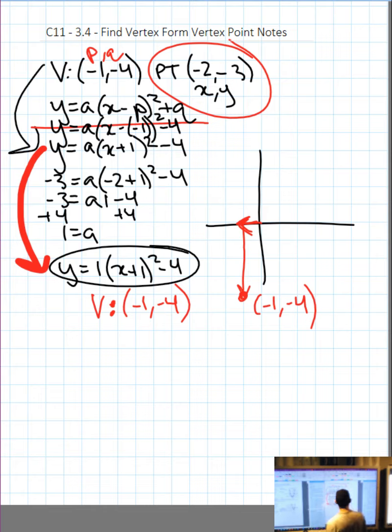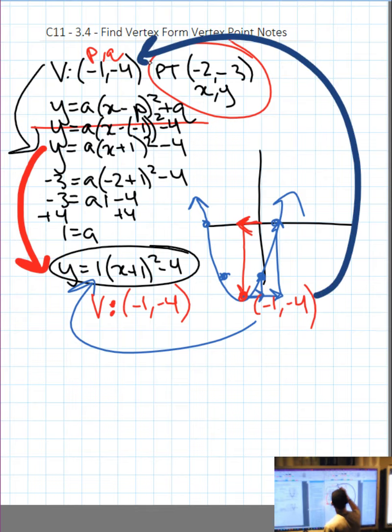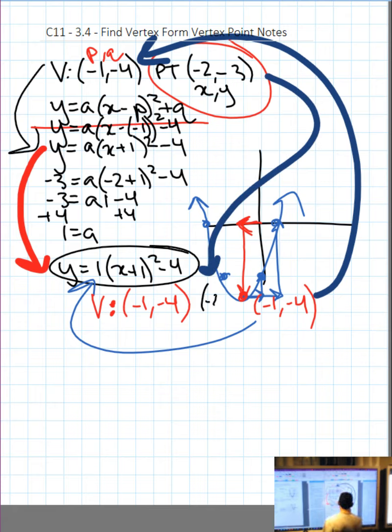Now we know that the A value is 1. So we can go 1 squared is 1, up 1. 2 squared is 4, up 4. Symmetrical points, and we can draw our parabola. And we can make sure that it has the vertex that we were talking about, and it also has the point (-2, -3).